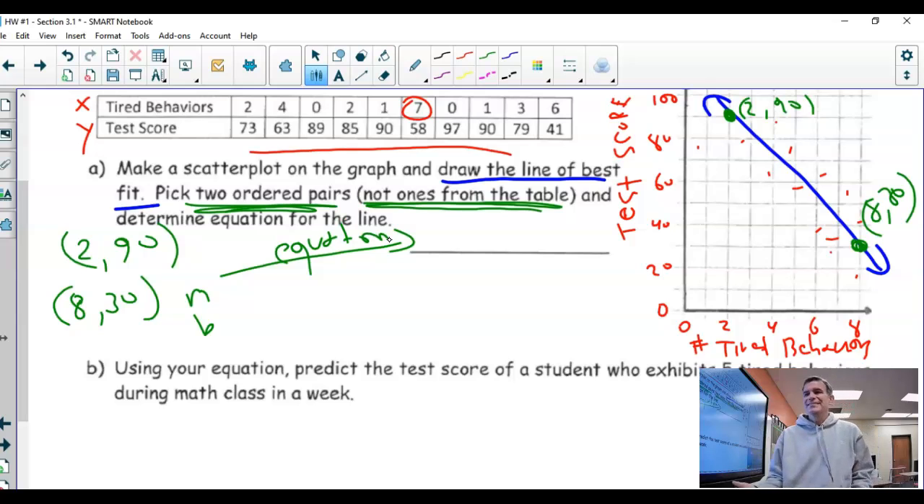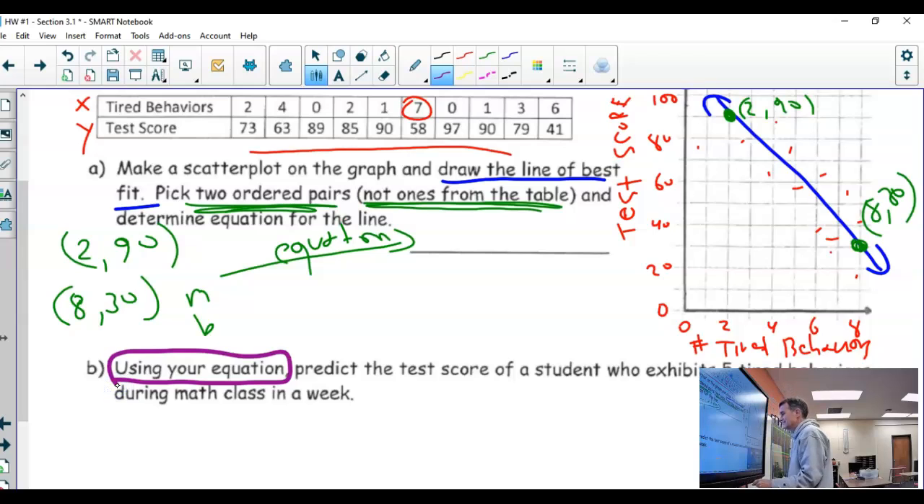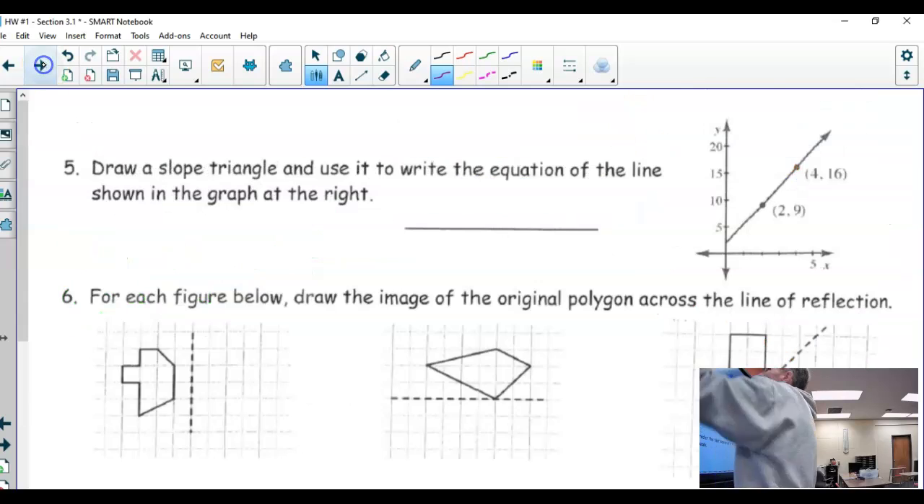Now, your equation is not going to use these two points. My line is definitely not good for this table, but you get the idea, I hope. And then once you have the equation, you want to use it when x equals 5. Figure out what somebody's test score would be if the number of tired behaviors, that's x, was 5. All right, that's how you do that one.